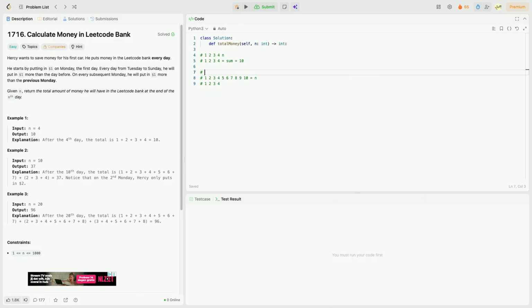Well, I should write Monday, Tuesday, Wednesday, Thursday, Friday, Saturday, Sunday, Monday, Tuesday, Wednesday. Right. So between Tuesday and Sunday, we will invest $1 more than the previous day. So on Friday, we invest 5, Saturday 6, Sunday 7. Now comes the Monday. And on the Monday, we invest $1 more than the previous Monday, which would be 2.